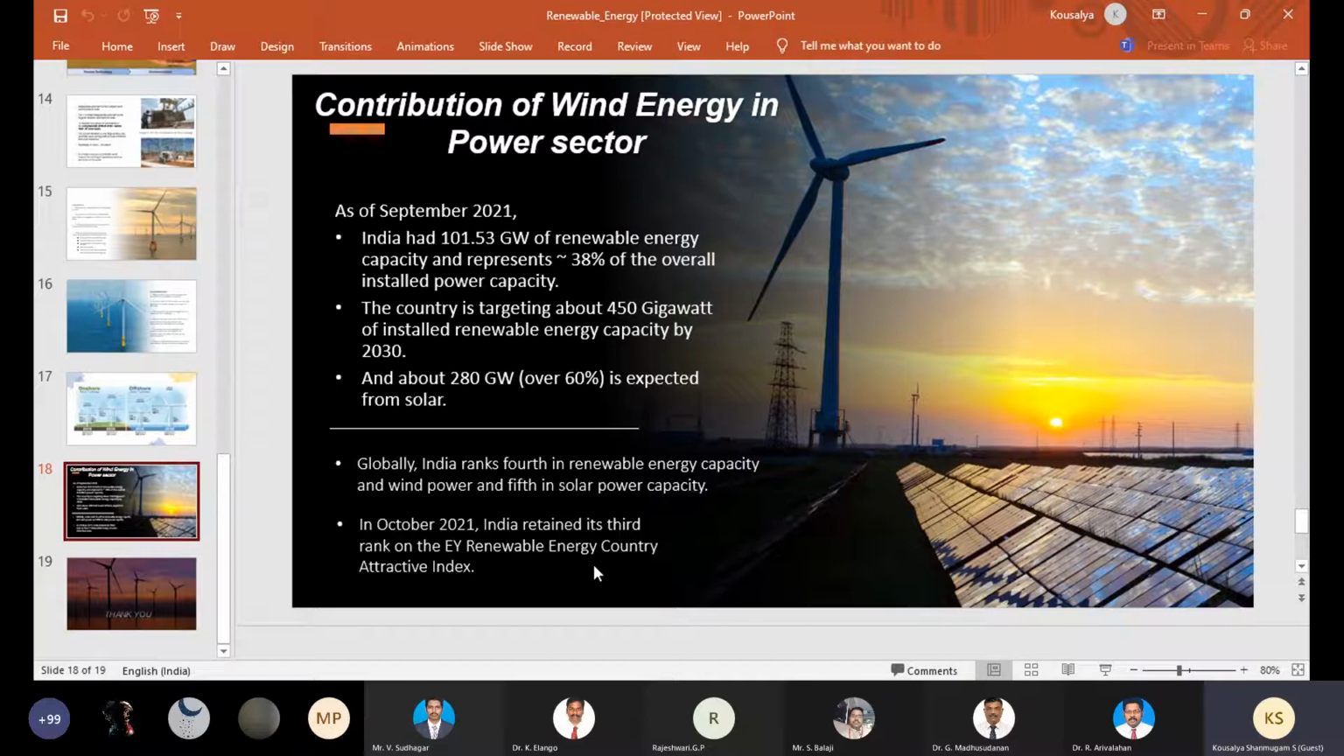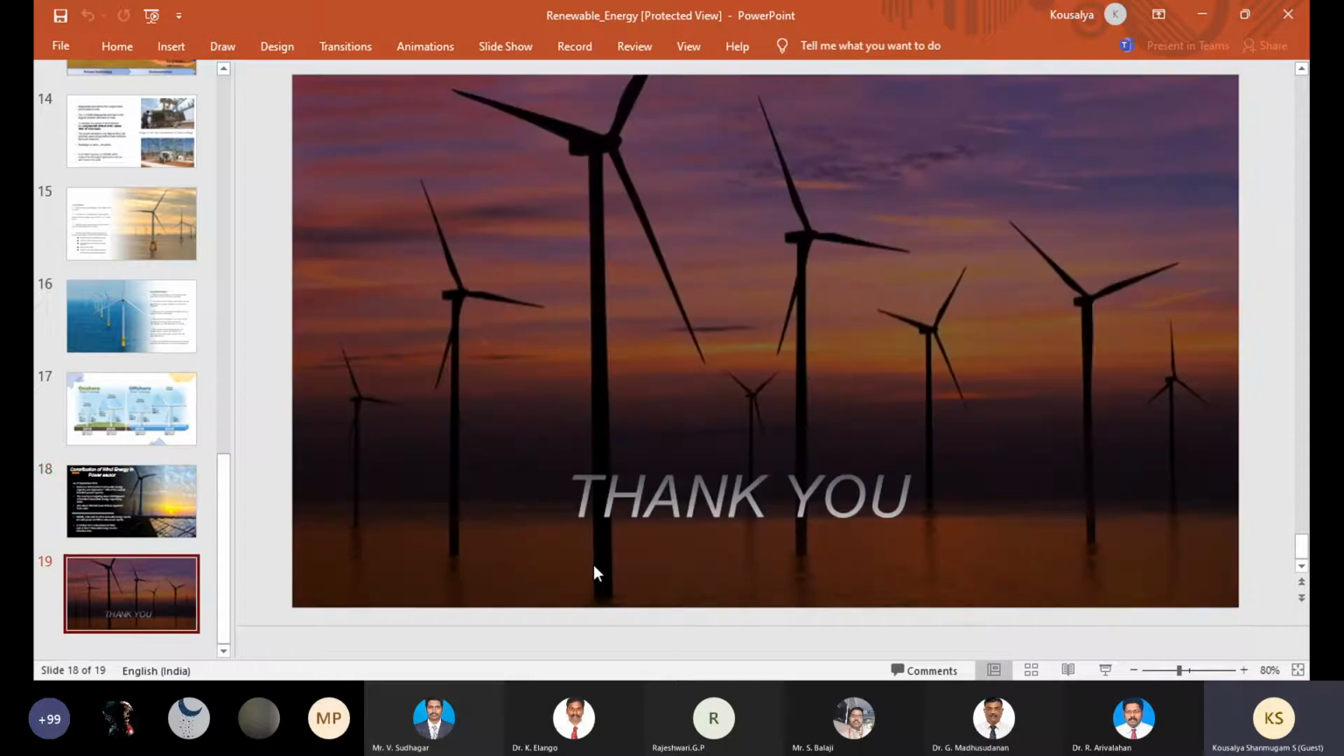So globally, India ranks fourth in renewable energy capacity, and in that report, wind power is fourth and solar power capacity is fifth. Okay, so energy storage is unavoidable. So smart grid is very much important, and thereby I conclude my presentation on the contribution of renewable energy in the power sector.